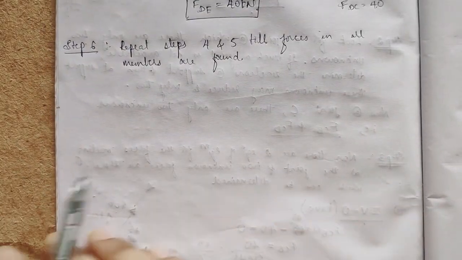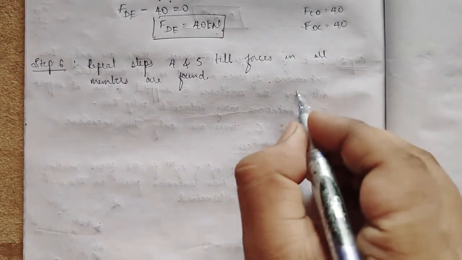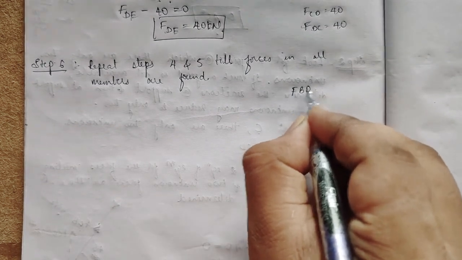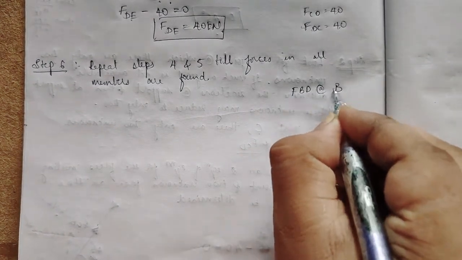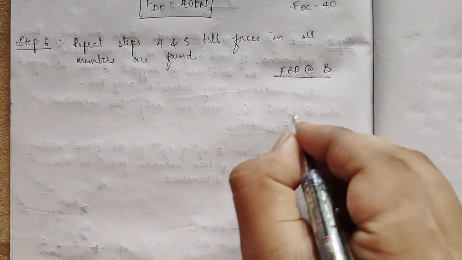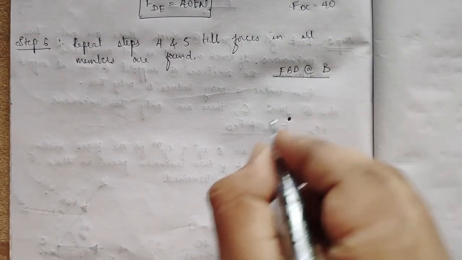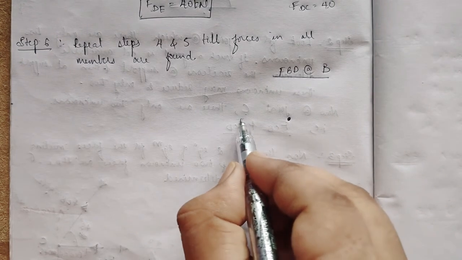After step 6, we will take the step 7, not step 7, repeat the steps. No, we'll take the joint B. Now FBD at joint B, FBD at joint B. So this is B, right? I'll take this as B.